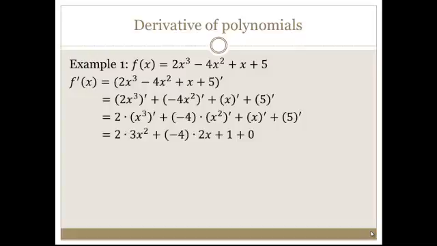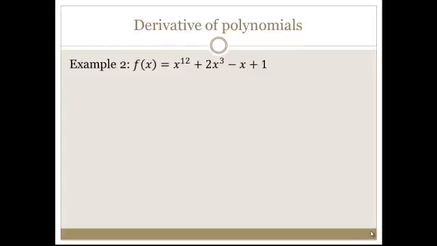Now, using our power rules, the derivative of x cubed is 3x squared. The derivative of x squared is 2x. The derivative of x is 1. And our constant has a derivative of 0. Simplifying this, we get 6x squared minus 8x plus 1. So the derivative of 2x cubed minus 4x squared plus x plus 5 is 6x squared minus 8x plus 1.